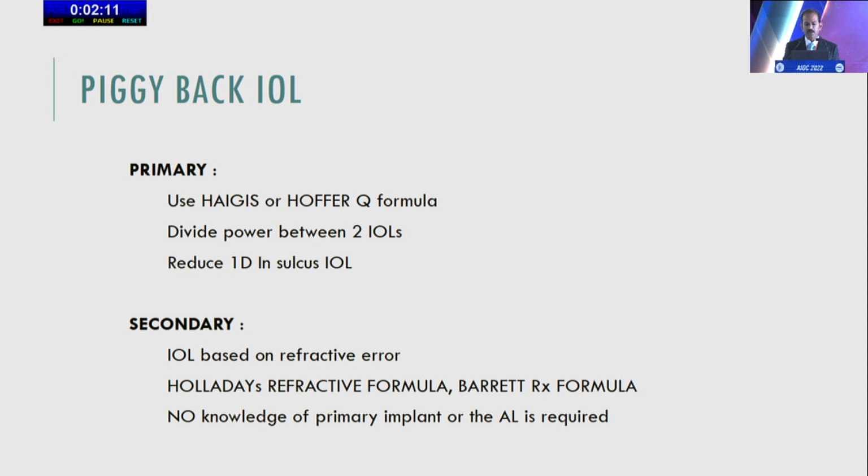If it's a secondary IOL, it has to be based only on the refractive error. No knowledge of the primary implant or an axial length is required. Use a Holladay's refractive formula or a Barrett RX formula.